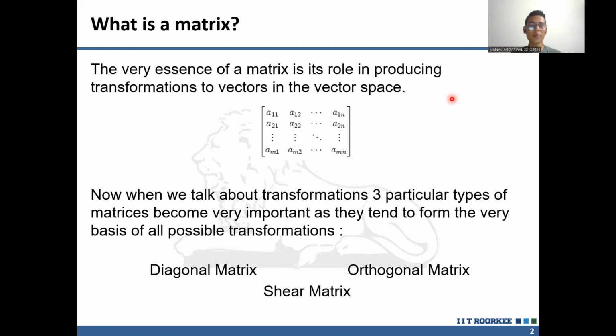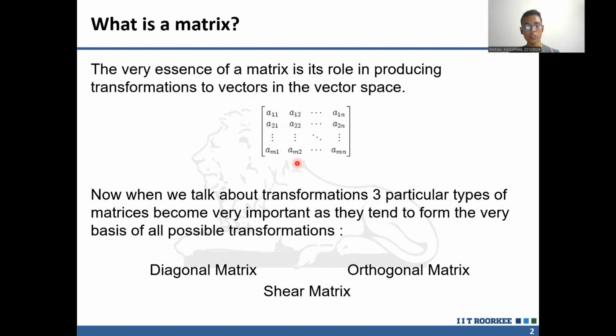First of all, what is a matrix? What comes to your mind when you think of a matrix? We've been too used to the traditional mathematical formation of a matrix. Let's talk about its role in applied linear algebra. So the very essence of a matrix is its role in producing transformations to vectors in the vector space. This is how a matrix looks.